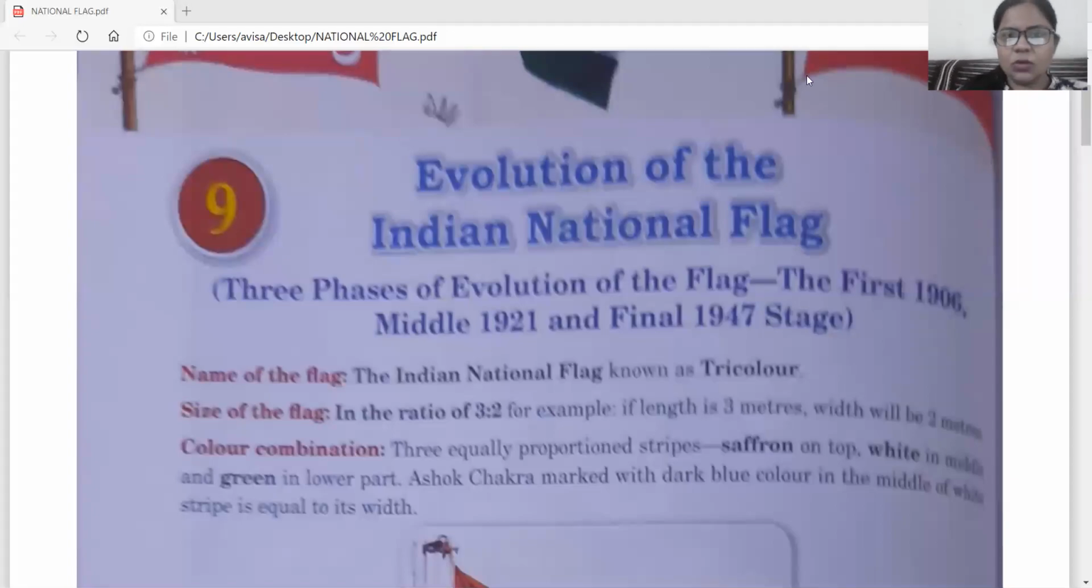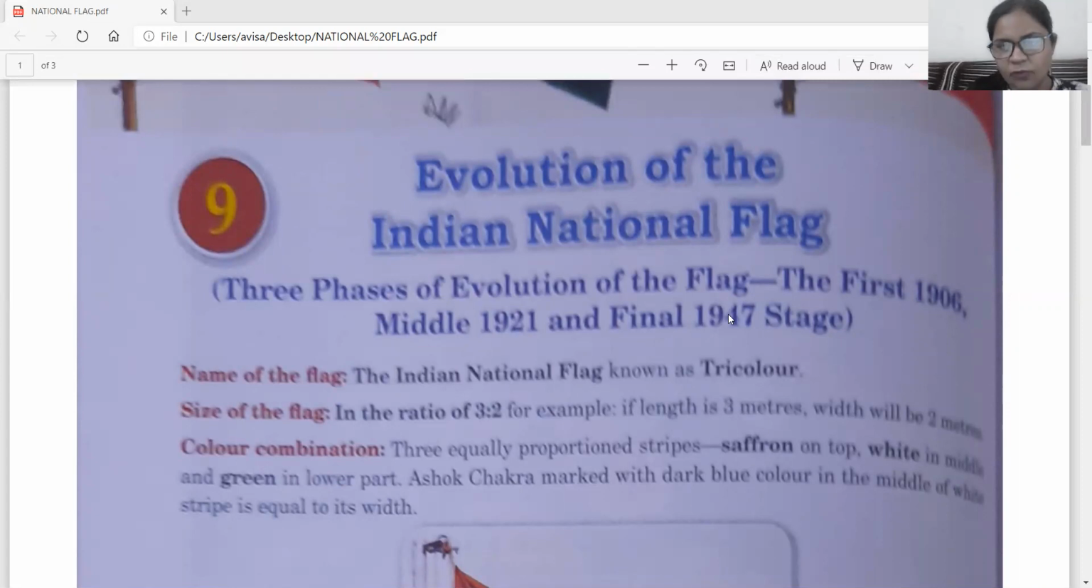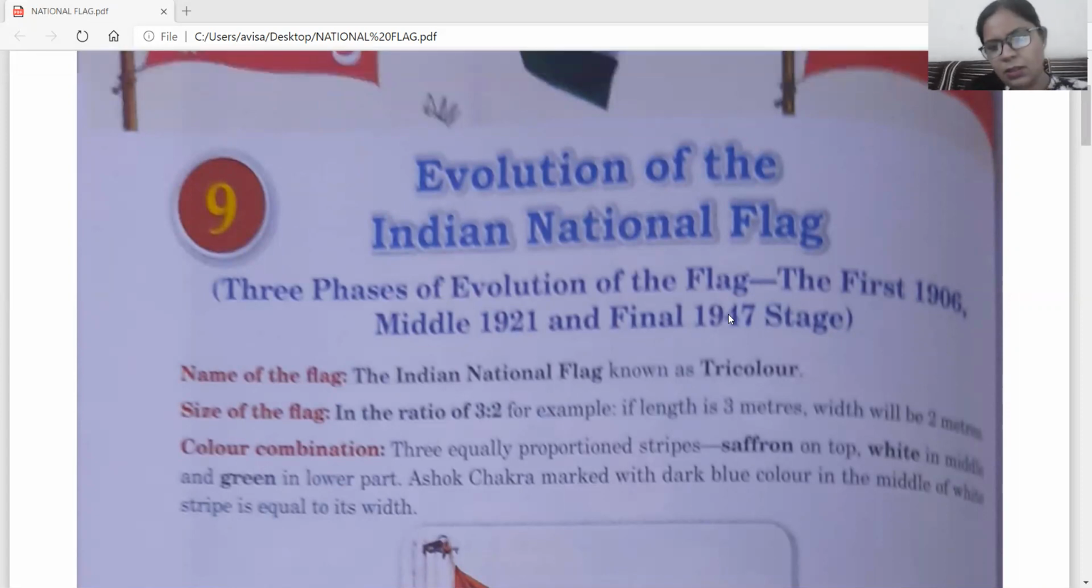Hello students, today we are going to do the evolution of the Indian national flag. In this, we are going to read about the three phases of our flag: when our first flag was made, and when the second and the third. The first flag was made in 1906, the middle one in 1921, and the final one in 1947.